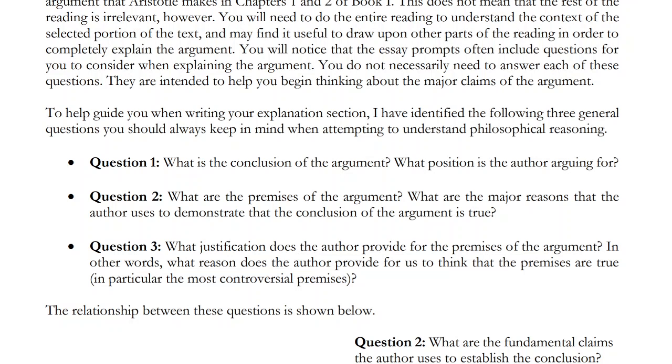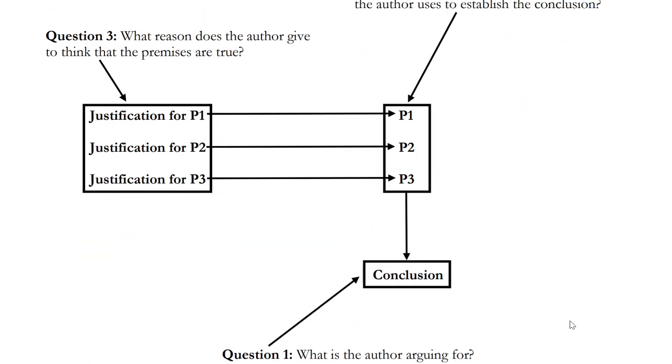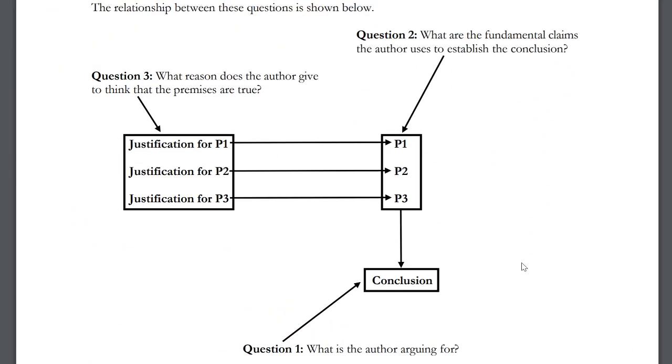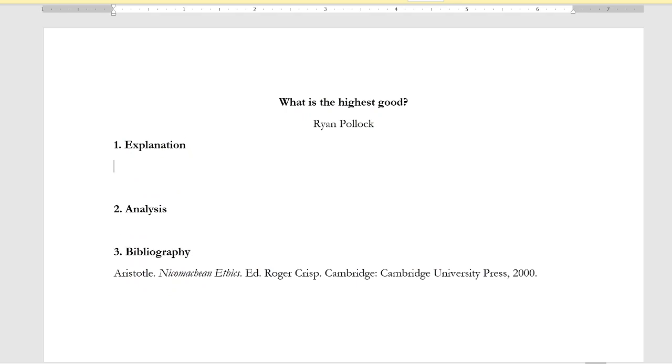So question 1, what is the conclusion of the argument? What position is the author arguing for? And actually, let's look at it in this schema. The first thing that you need to ask yourself is, what is it that the author is trying to show is true? To some extent, the prompt has already helped you identify this. So, for instance, in our hypothetical paper here, I might even start off my explanation section with a sentence of the following sort. And of course, you don't all need to use this exact sentence. It's just a sentence.